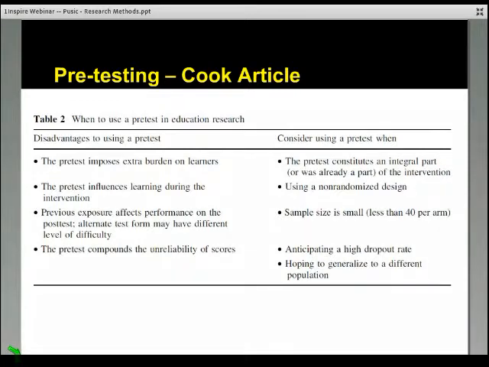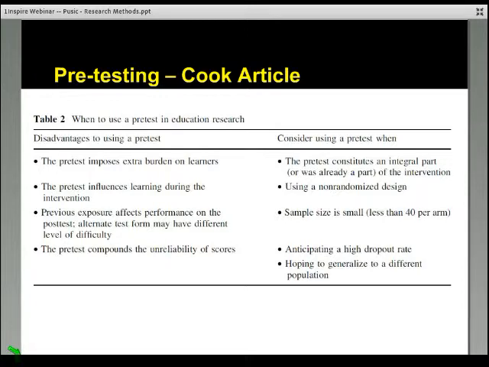Now, another case where you should consider using a pretest is if you already do a pretest, where you're studying a rotation and an obligatory part of that rotation is a pretest, and you use those pretest results for other diagnostic purposes in presenting your education program. Then away you go.